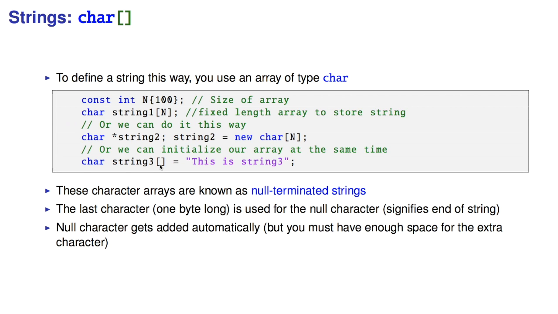Now these character arrays are known for historical reasons as null terminated strings, a rather complicated term. What it really means, the way C++ is expected to store these character arrays, is that the last character, which is 1 byte long and is beyond what you can see on the page, is used for a so-called null character. The null character is just a 0, a character number 0, which we use to signify the end of string. They get added automatically, but you must have enough space for this extra character if you allocate an array, just to make things slightly more confusing. So you can really see that this is a very dangerous approach to take.